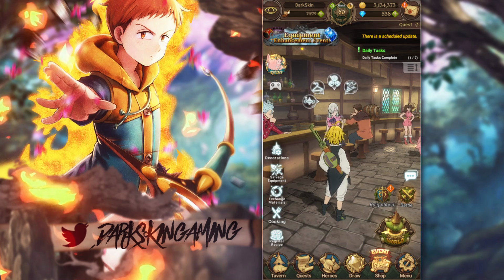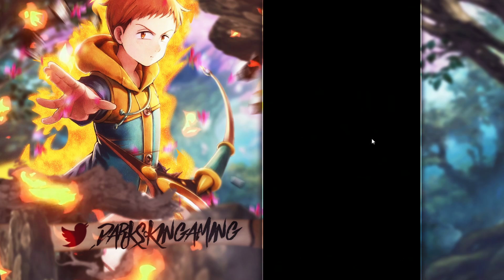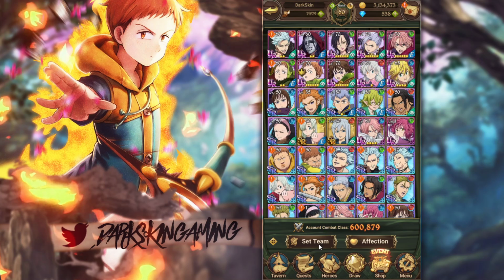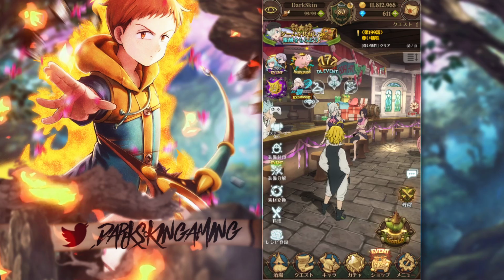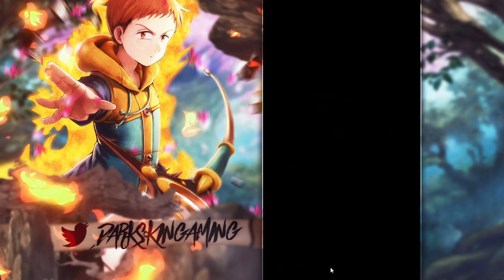Now, a lot of you guys have been asking me about supports and how they work and everything like that. So, I'm going to go ahead and basically break it all down for you guys, right? This is my global account, but I'm going to be using my JP account to explain a lot of it, because I have it all done on JP. So, let's go ahead and switch over to my JP account. Boom, right here, and go in.